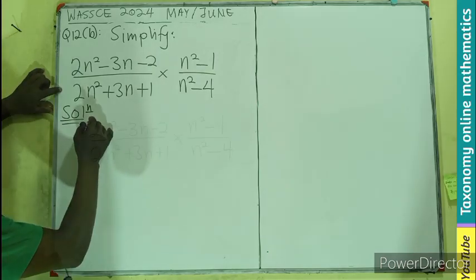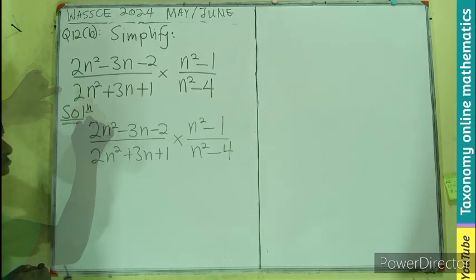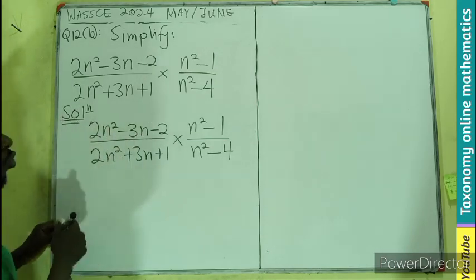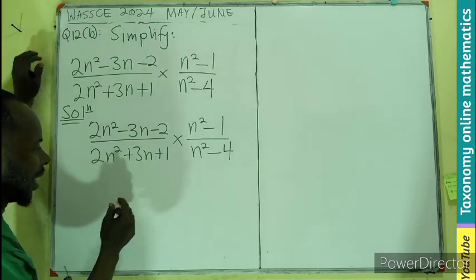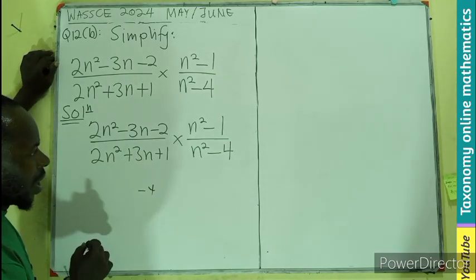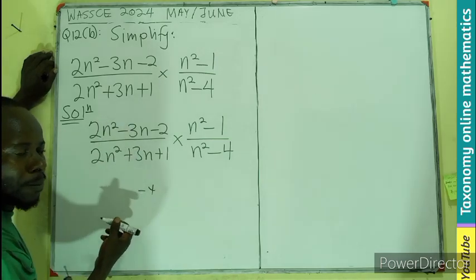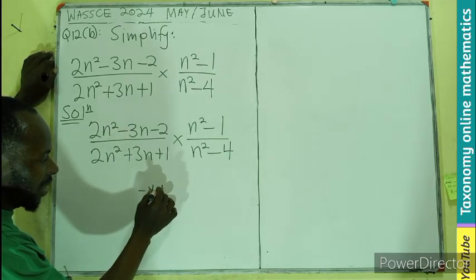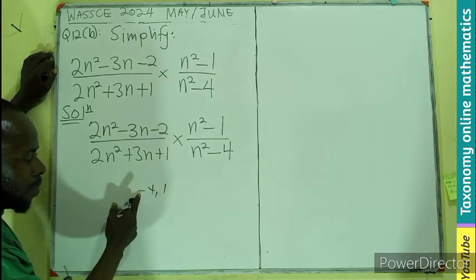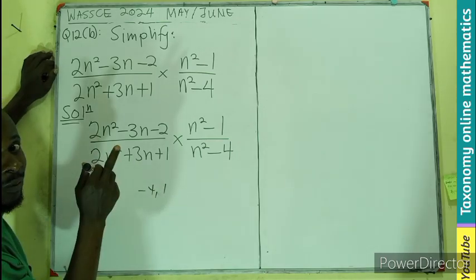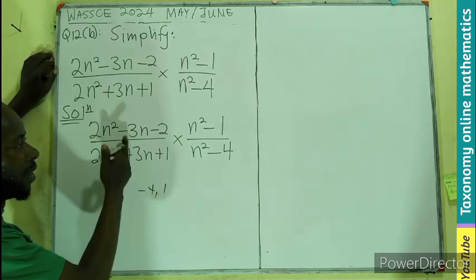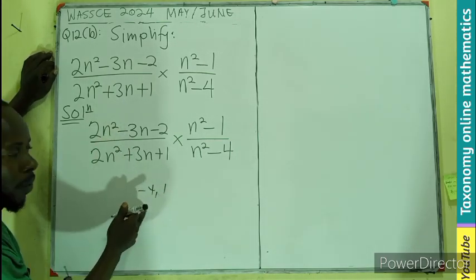So we still repeat the question. What are we going to do? If you multiply 2 by 2, you get 4, but it is negative, so negative 4. What are the factors of negative 4 that, when you add, give you negative 3? The factors are going to be minus 4 times 1, that is minus 4. Minus 4 plus 1 is minus 3. So this is the factor we are looking for.